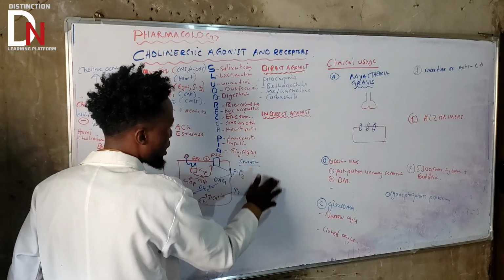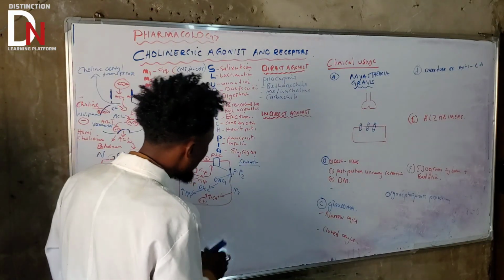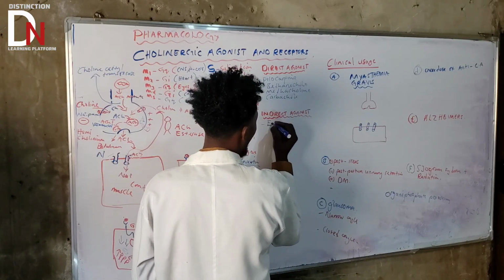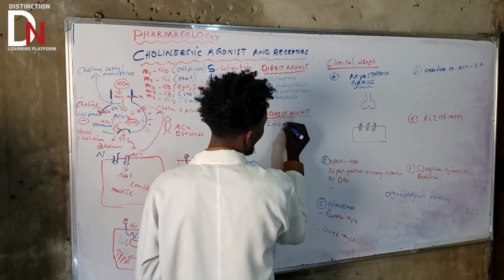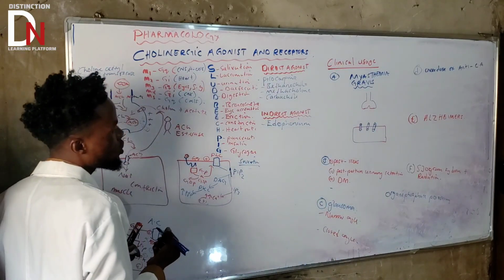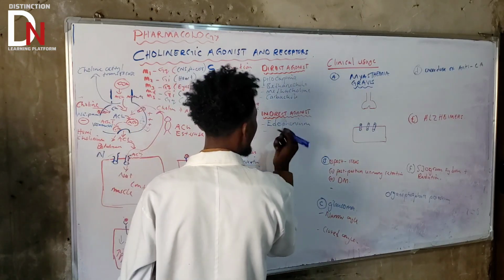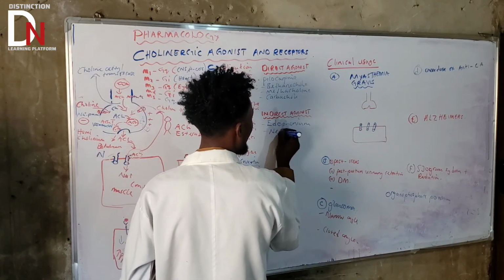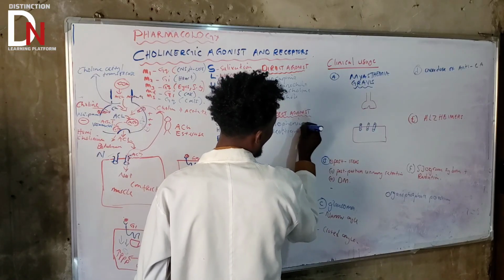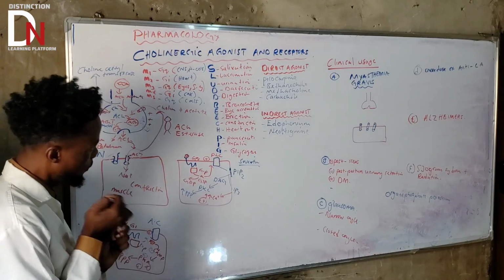Then let's go to indirect agonists. As you see, we've got a lot of them. The first one is edrophonium. The second one is neostigmine, a very important one.